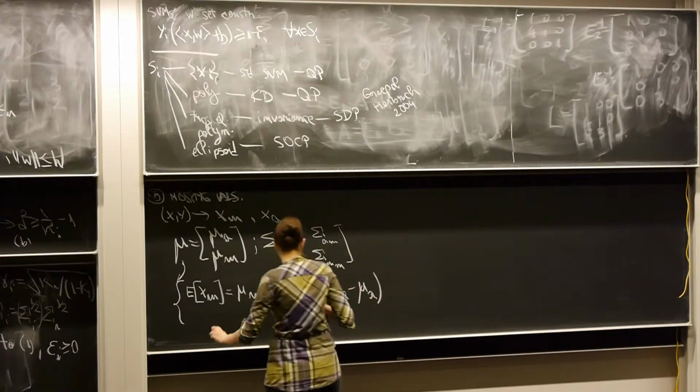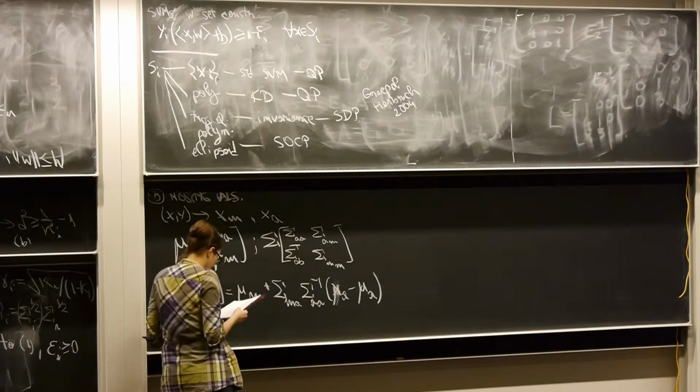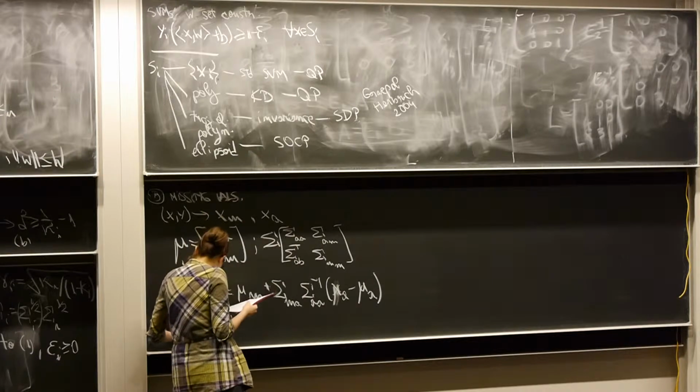So we know that the missing values also come from the same distribution as everything else.